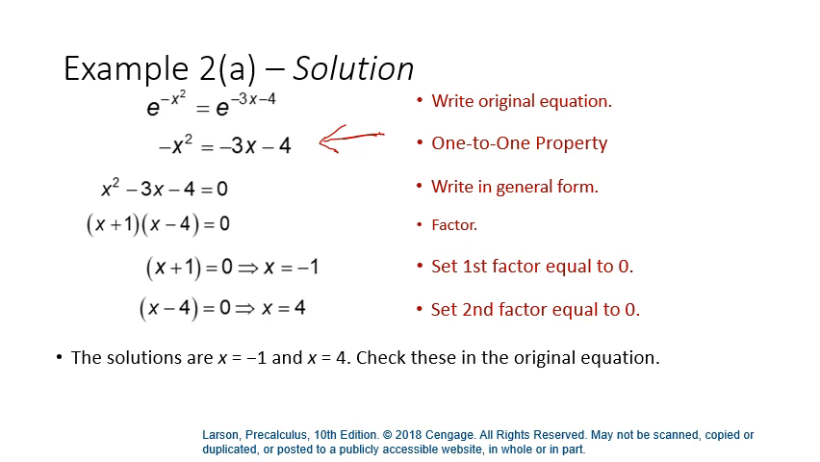And then they moved everything to the same side of the equation. This requires factoring, so they factored. And then they set each factor equal to 0, and they got these two solutions. Now with logs and exponents, it's really important to check them in the original equation.